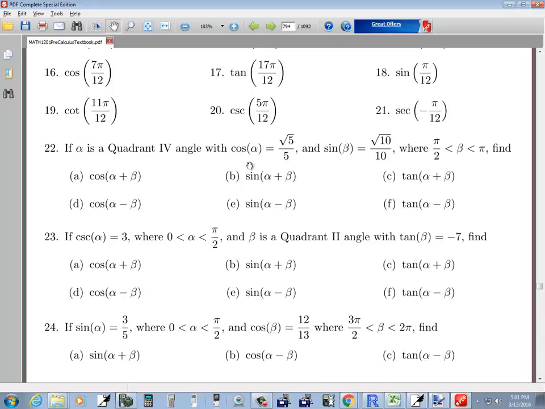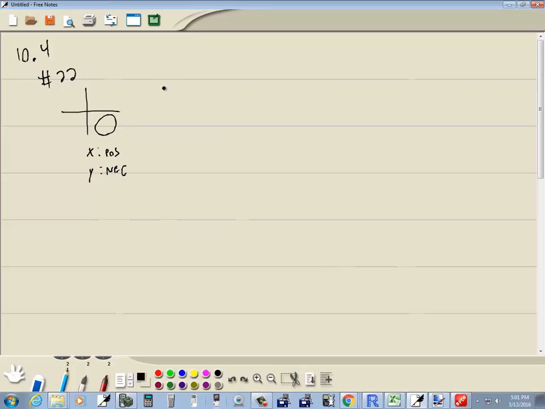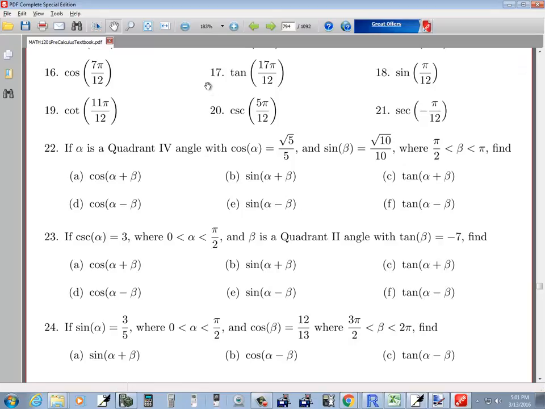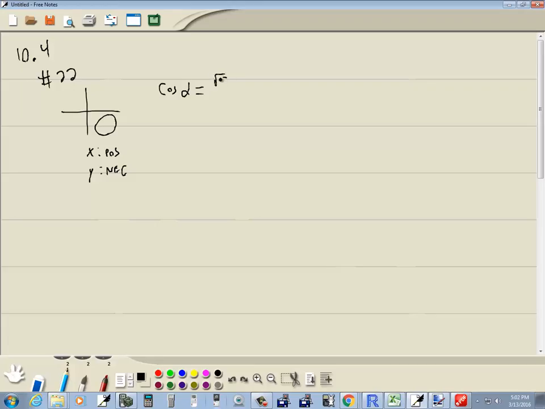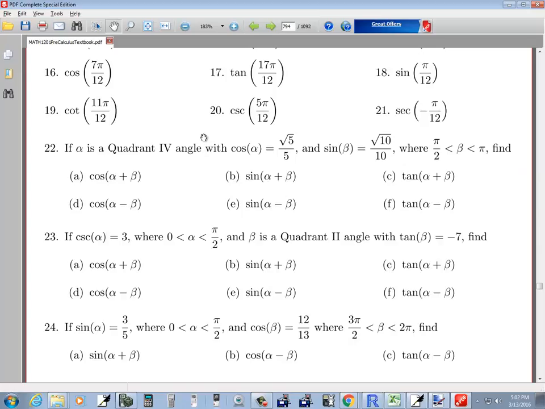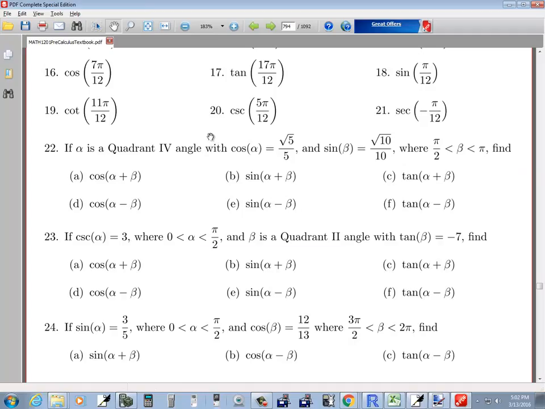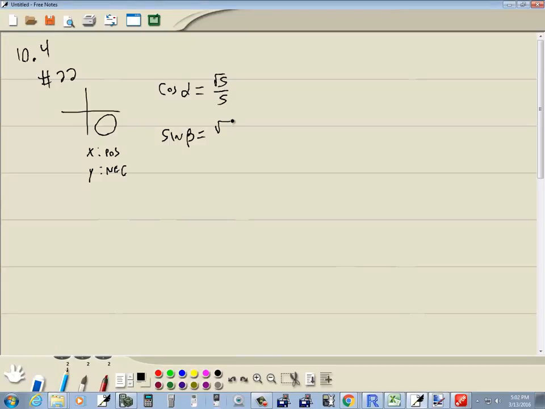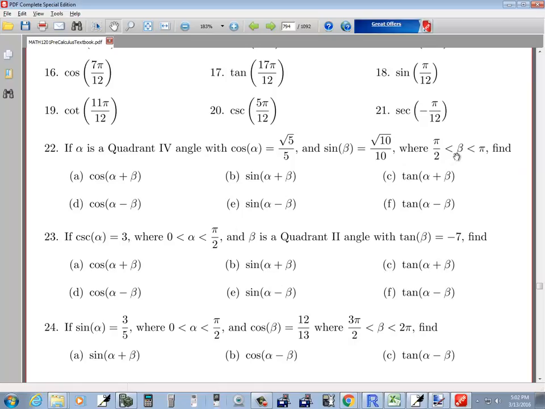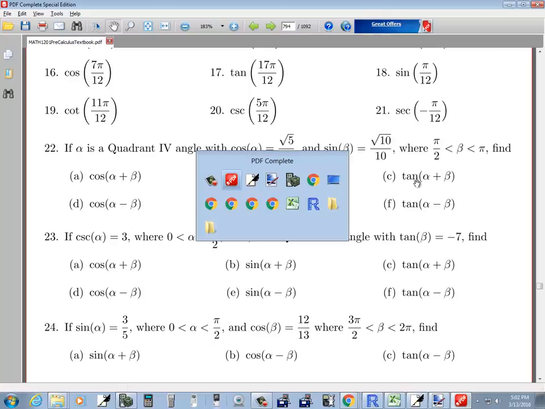And they tell us cosine alpha is equal to square root of 5 over 5, and sine beta is equal to square root of 10 over 10. Where beta is between pi over 2 and pi. Pi over 2 and pi.